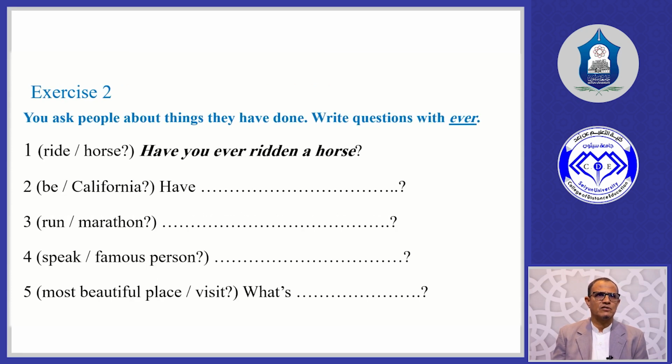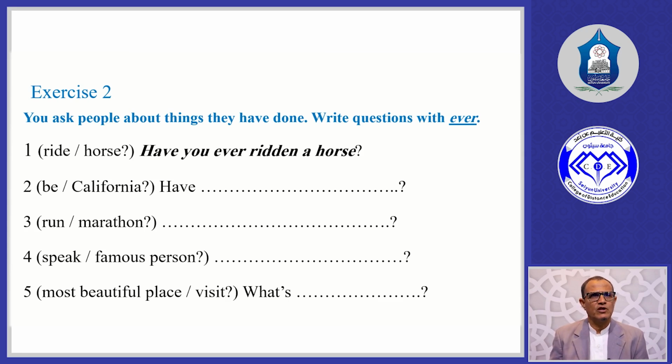The second exercise is also in the present perfect tense. You ask people about things they have done. Write questions with ever. Sometimes we use ever with questions in the present perfect tense. For example, have you ever done something? Have you ever played? Have you ever done your homework? Have you ever, for example, gone to Italy? So we can use ever in questions.